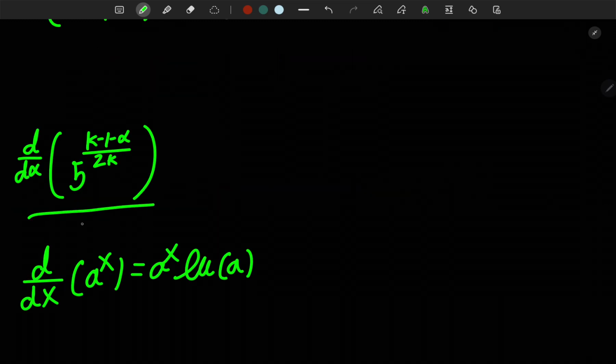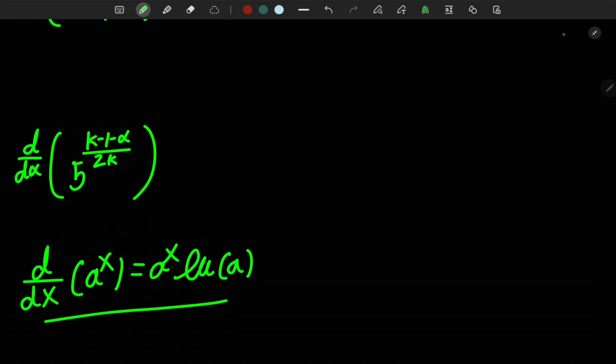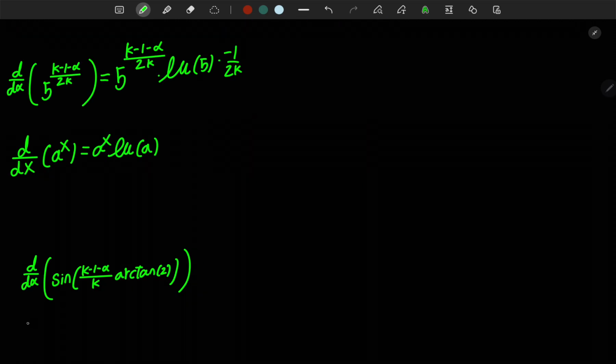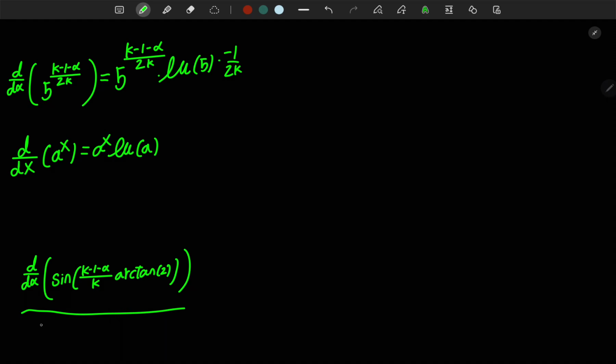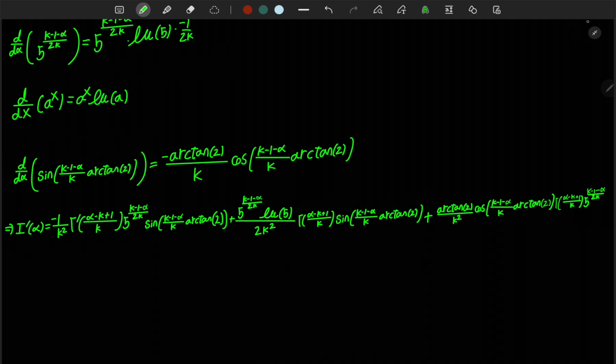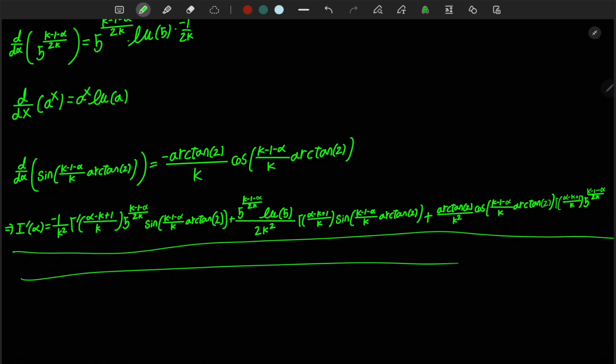Next is this derivative right here. It's pretty simple. All you have to do is use this little derivative right here. And there we go. This is the answer right here. And this negative 1 over 2k comes from a chain rule that you have to do to evaluate this derivative. Next is this derivative right here, which is pretty straightforward. All it requires is the chain rule. And here we go. Here's the answer right here to that derivative. Now if we apply all those derivatives, we find that I prime of alpha equals this guy right here.